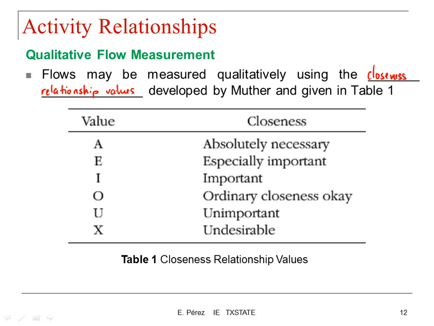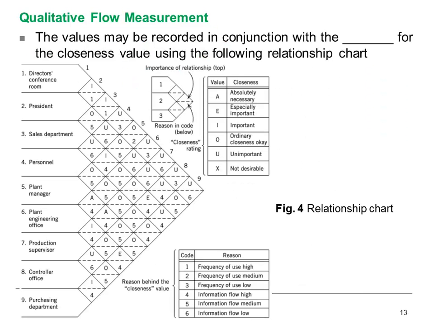So he created these values, A, E, I, O, U, X, and he gave a definition to each one of them. For instance, A means that it's absolutely necessary, E especially important, I important, and so on. And using those values, he created this pyramid structure, and using those values, we developed this methodology for finding the relationship between departments within a facility.